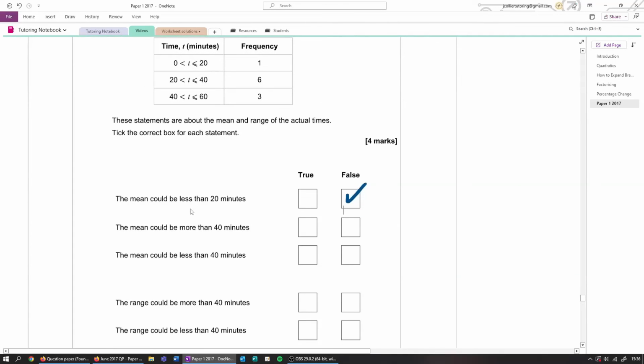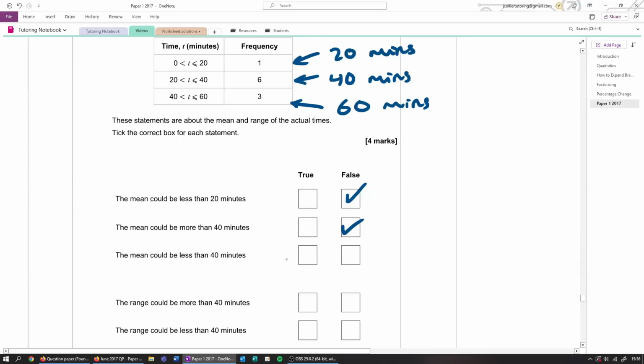Okay, can the mean be more than 40 minutes? So for this one here, let's have a look. If we wanted this to be true, the 6 people in here would all have to be on 40 minutes. Yeah? And then we could have these 3 people here all be on 60 mins, and have this person here be on 20 mins. And due to the number of people in each category, you can see that this would allow us to have a mean that's longer than 40 minutes.